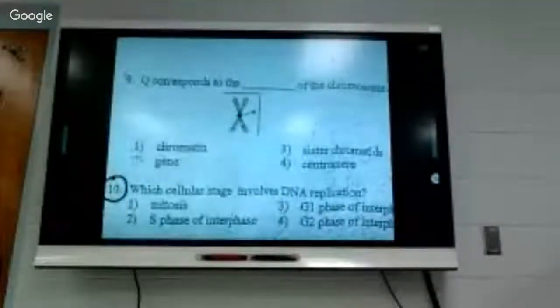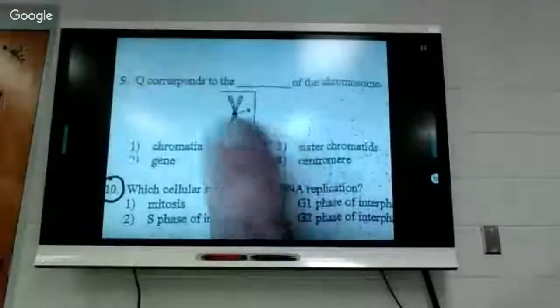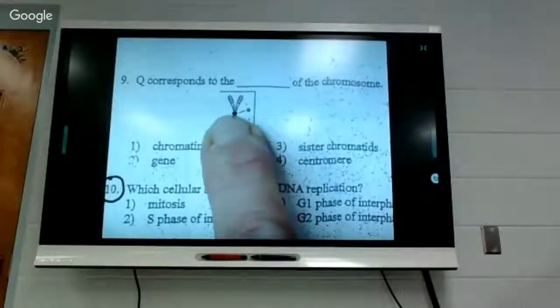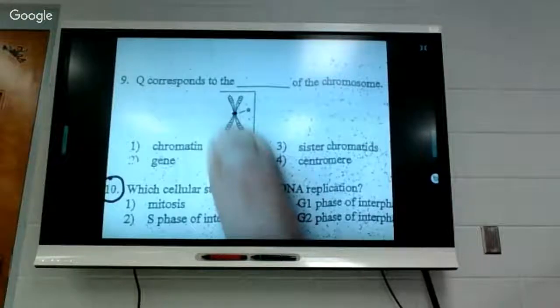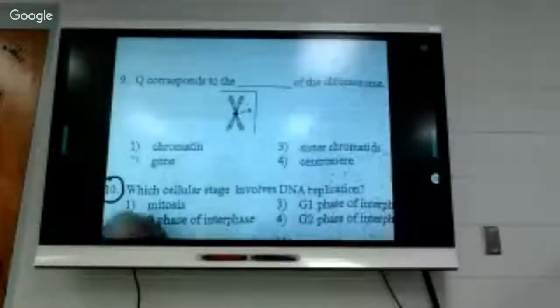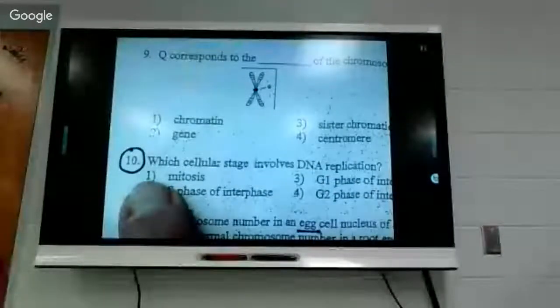Okay. So on the back, these questions are a little different. So look at number 8. What do we call this little thing that holds the 2 sisters together? Centromere. Okay. So centromere. Yep. All right. Now, Tim, we're skipping because we're going to do that today.